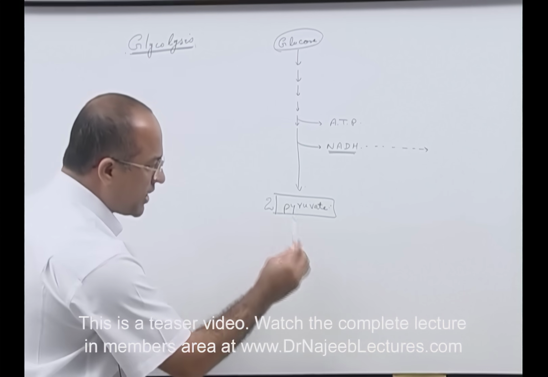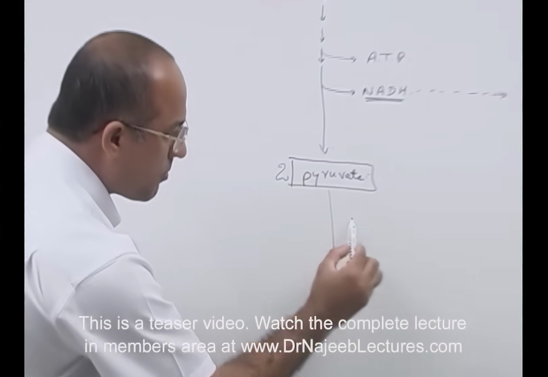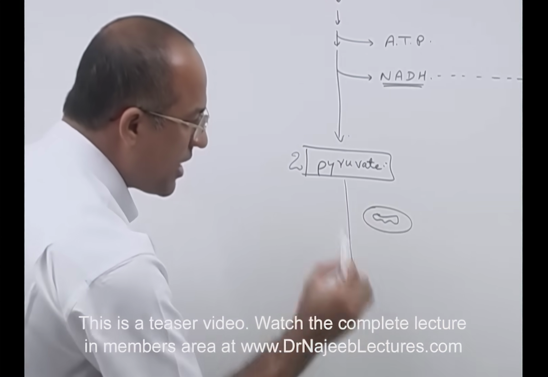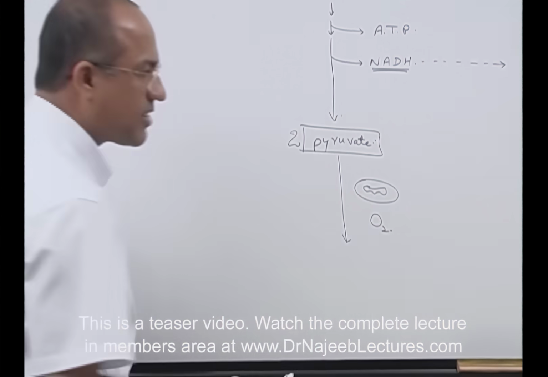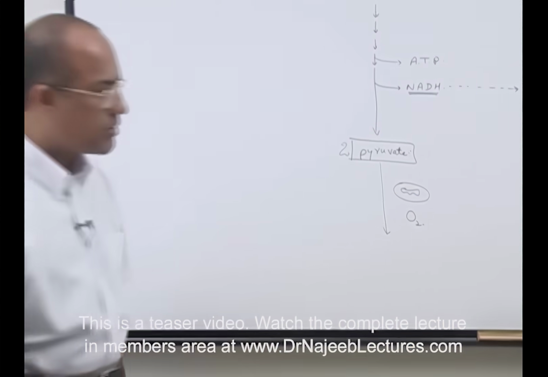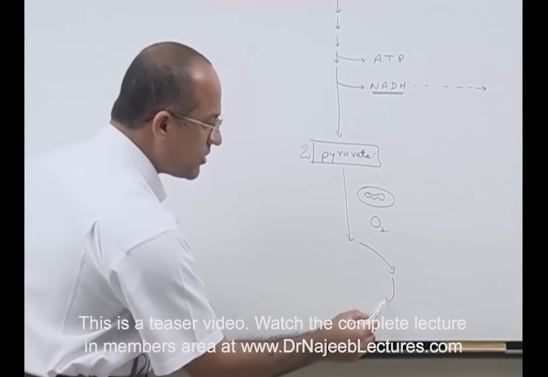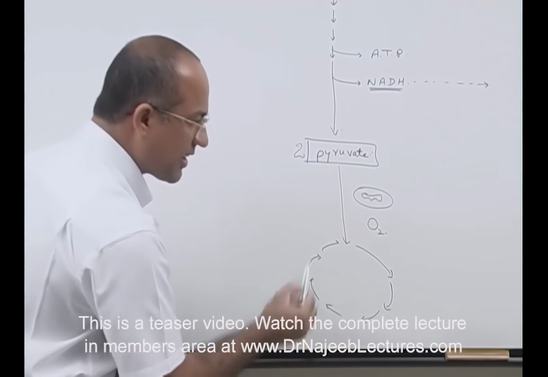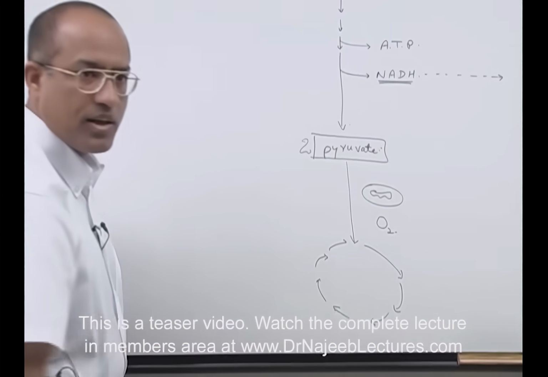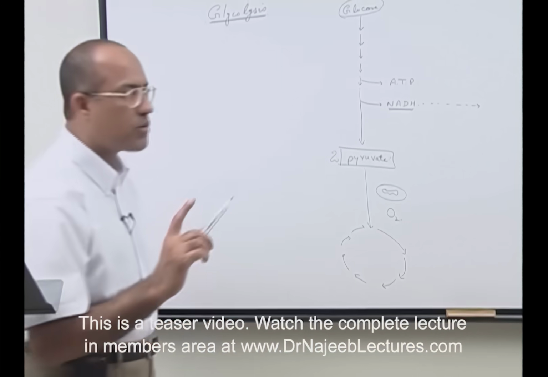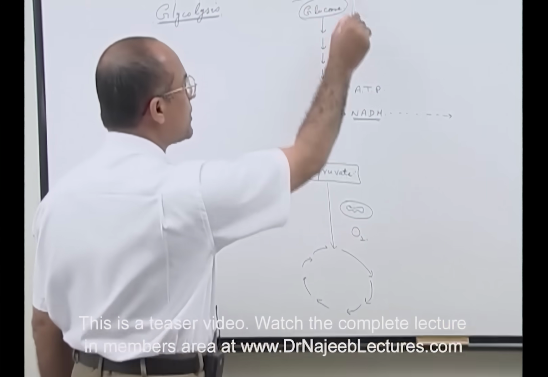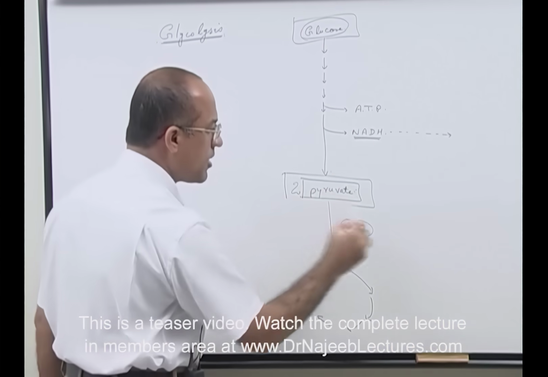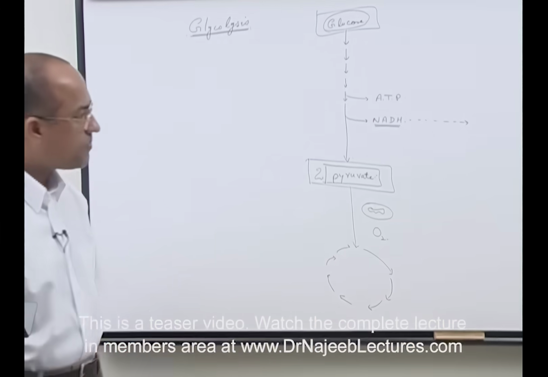And pyruvate, if mitochondria are available in the cell and if oxygen is available in the cell, then eventually pyruvate will enter into the Krebs cycle or citric acid cycle, and a lot of energy will be released. But when we talk about glycolysis, that is the pathway from glucose up to pyruvate.